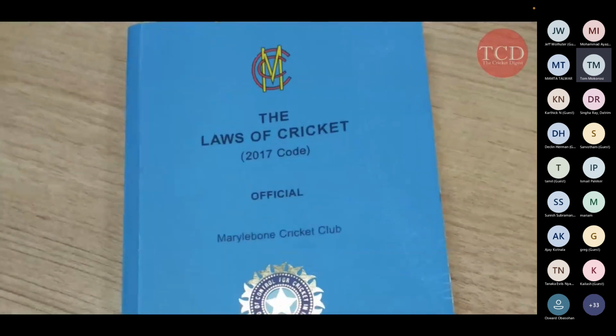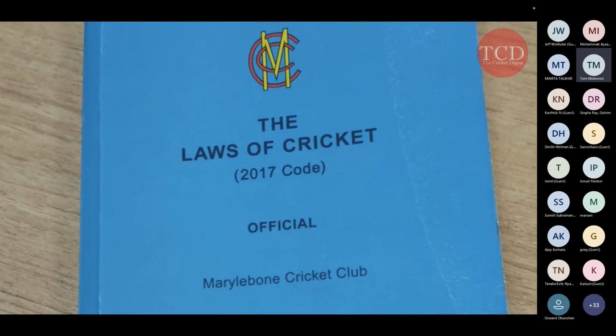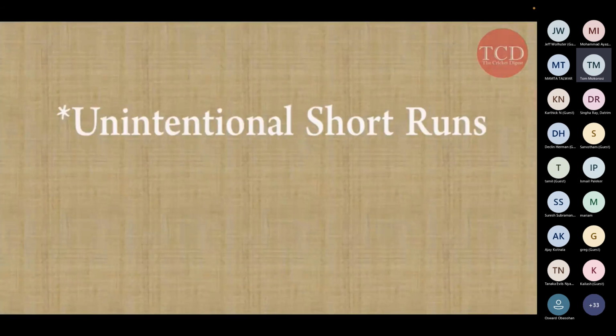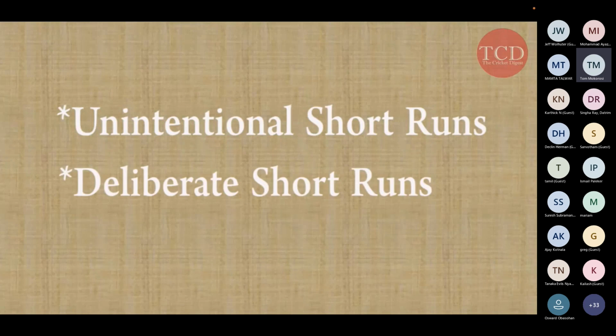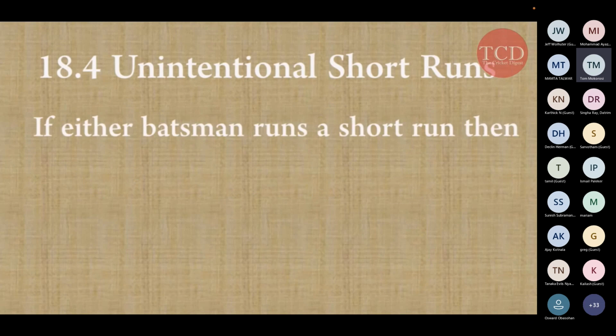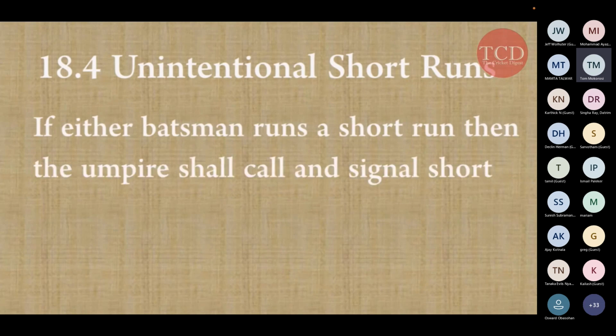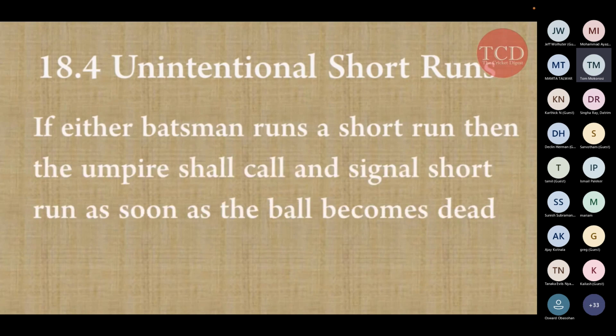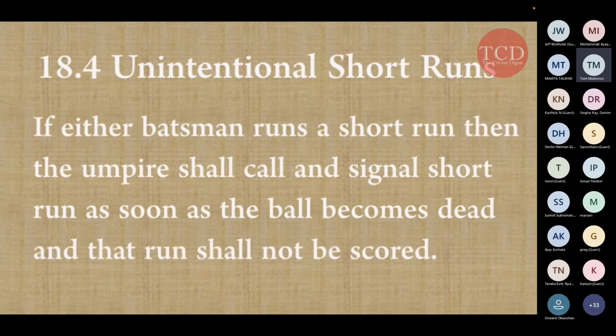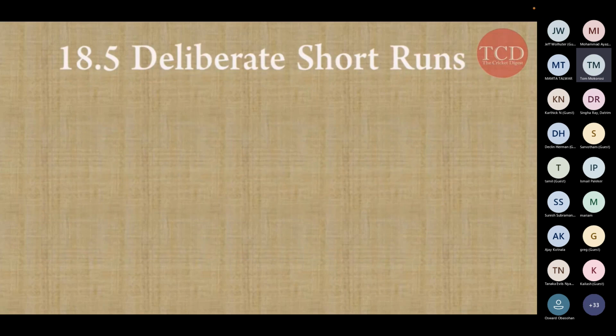Now, let's see what the cricket law has to say about running short. There are two categories in this, unintentional and deliberate. Let's take a look at unintentional short running first. If a batsman runs short, then the umpire shall call and signal short run as soon as the ball becomes dead, and that run shall not be scored. For example, if they run 2 and they run 1 short, then only 1 run will be scored.